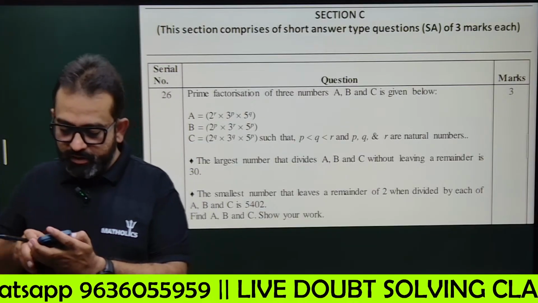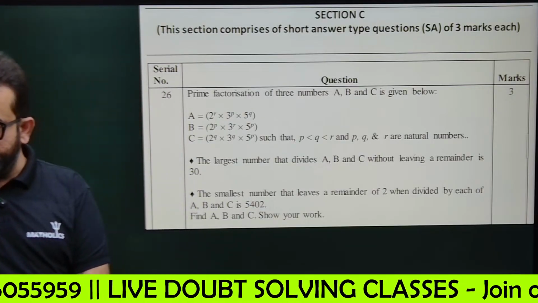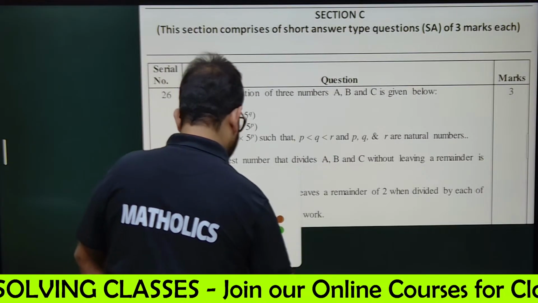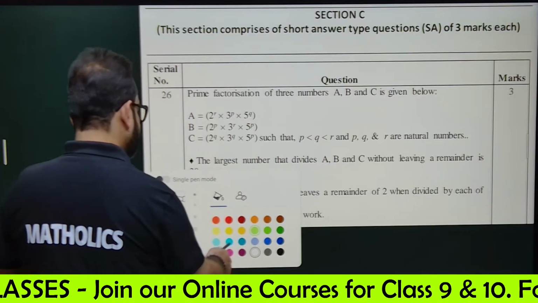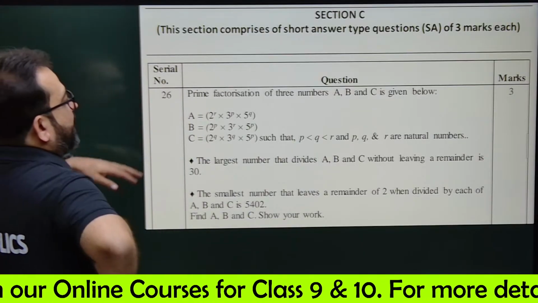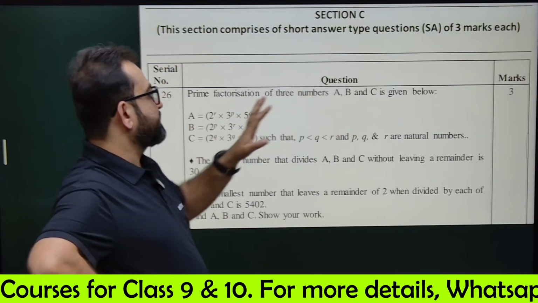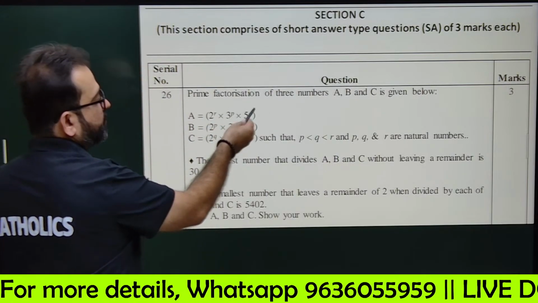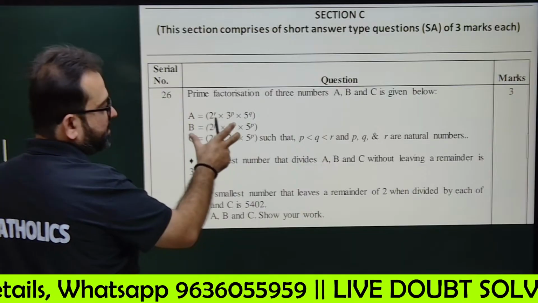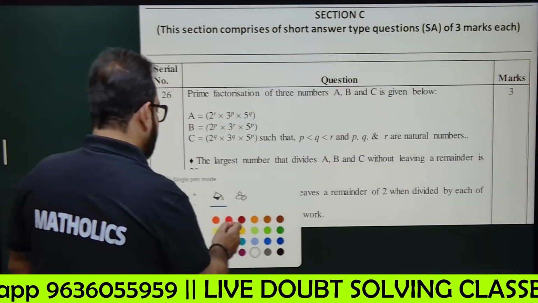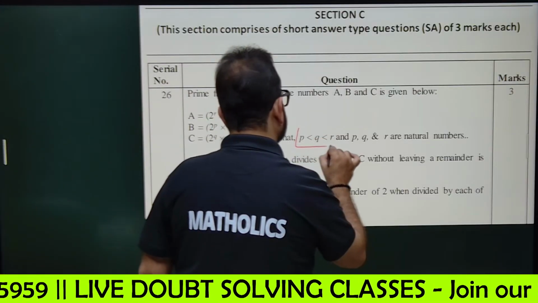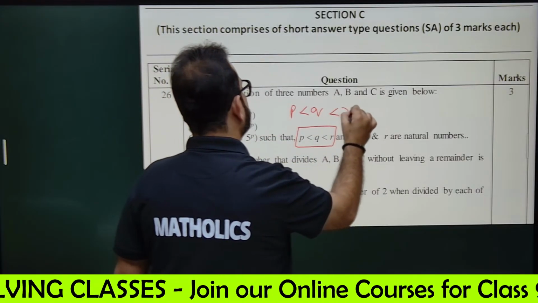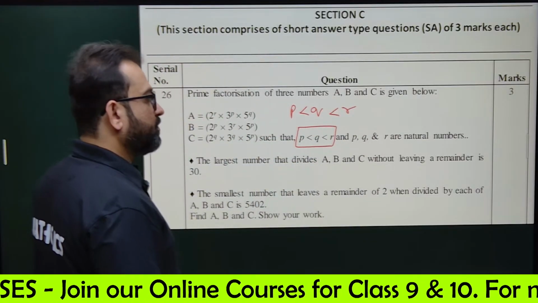So, let's start. Question says, beautiful question. First question itself is very beautiful. You will enjoy this question. What does the question say? Prime factorization of 3 numbers A, B, C is given below. A is equals to 2 raised to the power 3 into 3 raised to P into 5 raised to Q. Like this, a multiplication setup is given such that P is less than Q is less than R. P, Q, R are natural numbers.